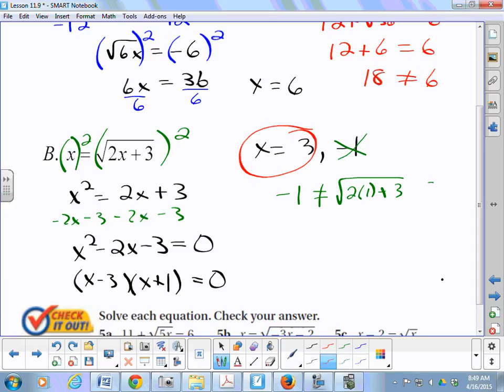So sometimes we have no solution. You must check your answers, and this is exactly why, with these two problems here. So be very careful with them.